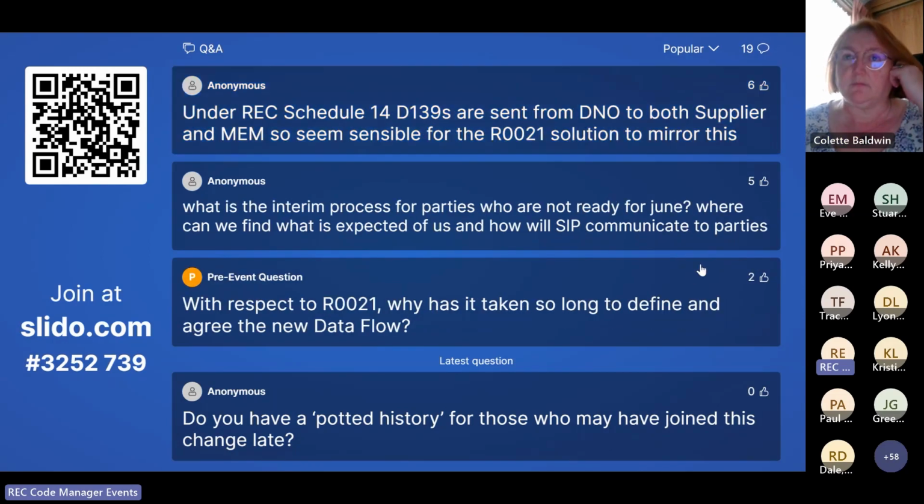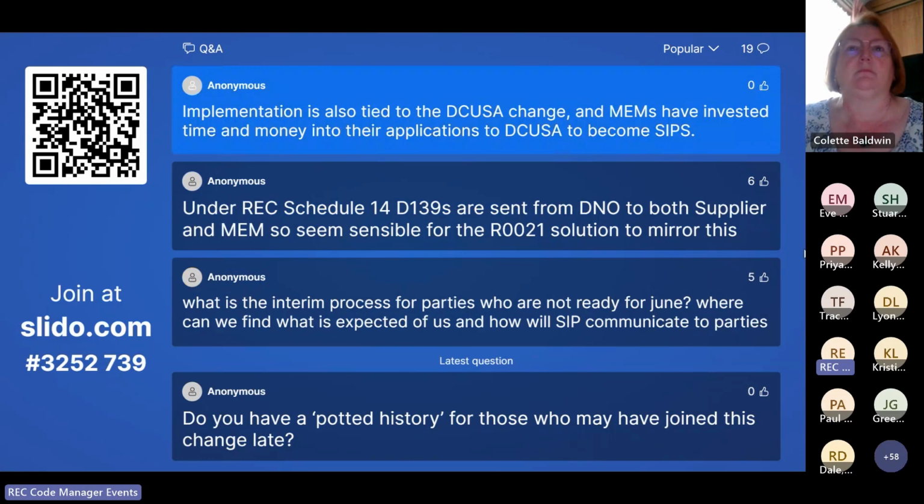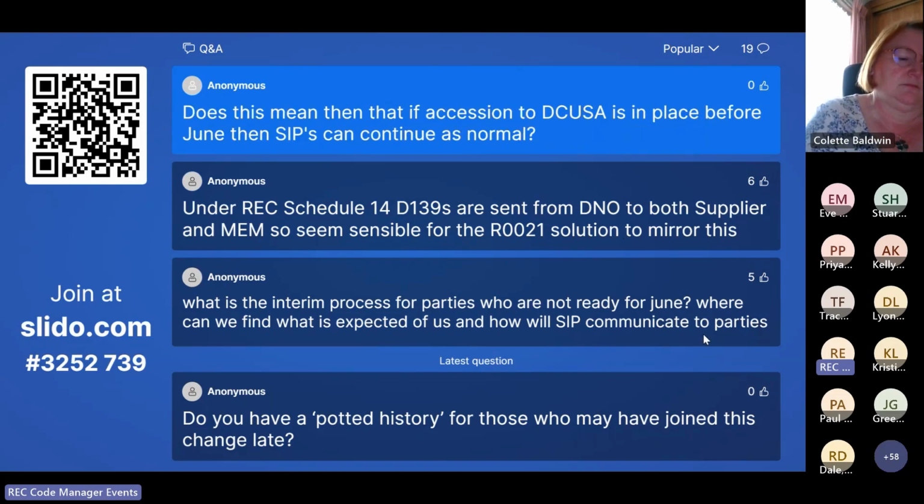Yep. A question here: that implementation is tied to the DACUSA change, and MEMs have invested time and money into their applications to DACUSA to become SIPs. This also relates to another question. That was a comment, but relates to a question just below here. Does this mean that if accession to DACUSA is in place before June, SIPs can continue as normal?